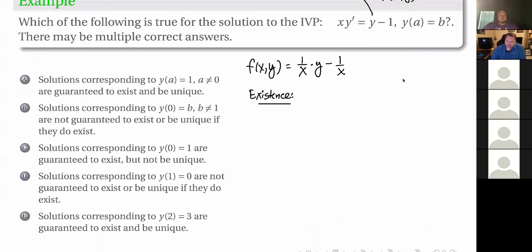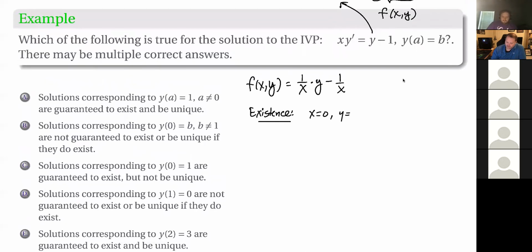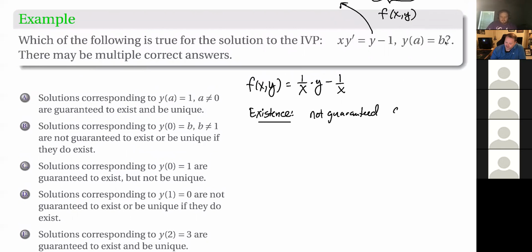Do we have any bad points? x equal to 0. So x equal to 0, y can be anything. Actually, let me do it using a and b. So we're not guaranteed existence if a is equal to 0, right? That's the point where we fail to have continuity here. So that's what the existence uniqueness theorem tells me. a equal to 0 is bad.